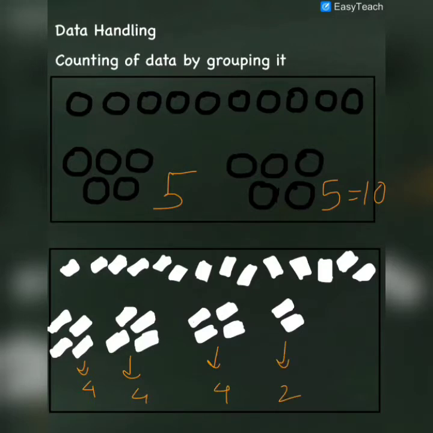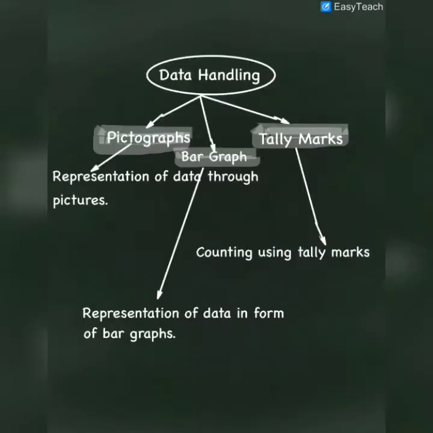2 were left in the end. So we have made a group of 2. So how much is it? 4 plus 4 is 8. 8 plus 4 is 12. 12 plus 2 is 14. So we are done. How simple is it? Isn't it? Now let's see what are the methods of data handling.